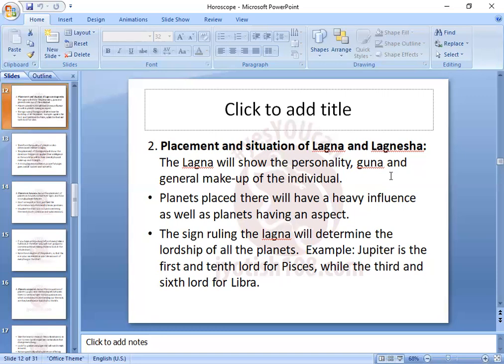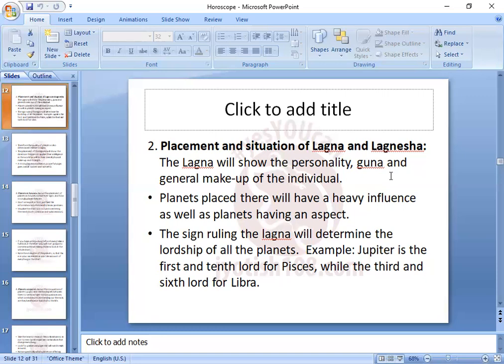The sign ruling the Lagna will determine the lordship of all planets. For example, Jupiter is the 1st and 10th lord for Pisces, while the 3rd and 6th lord for Libra. So whichever sign is in the Lagna will determine. Here I mean to say, I am speaking about the functional benefics and functional malefics.